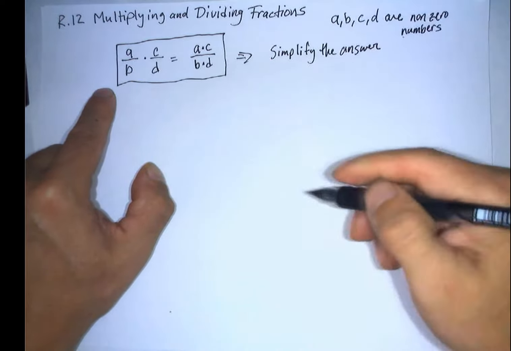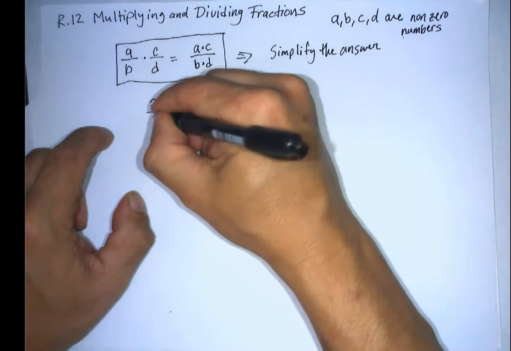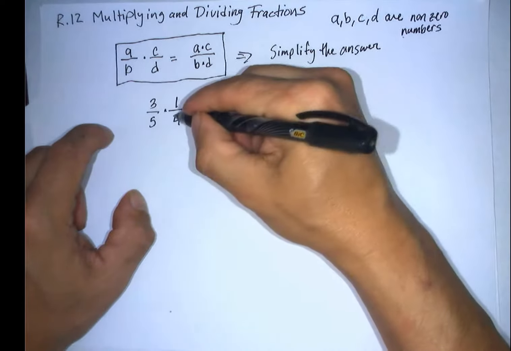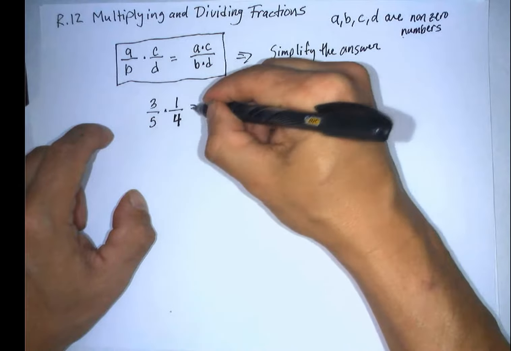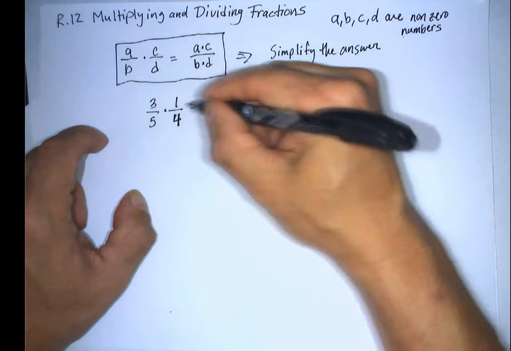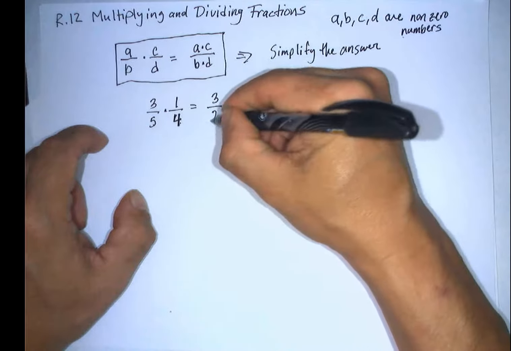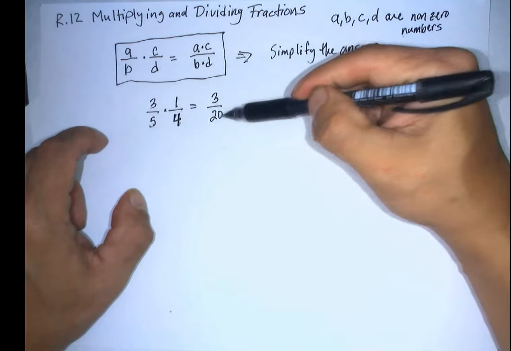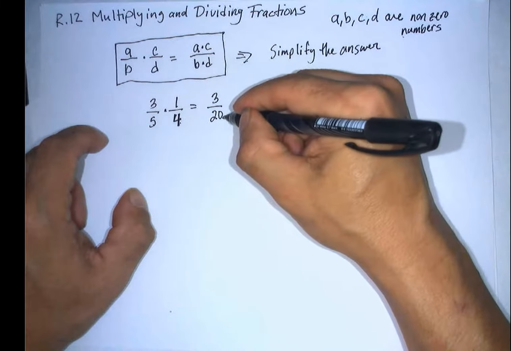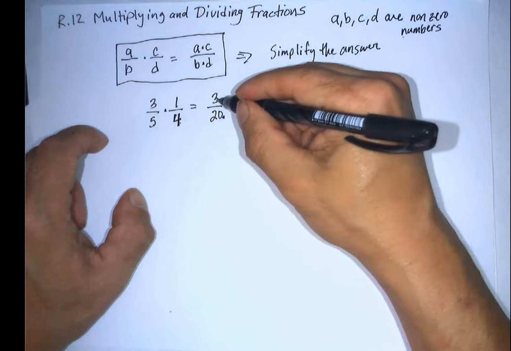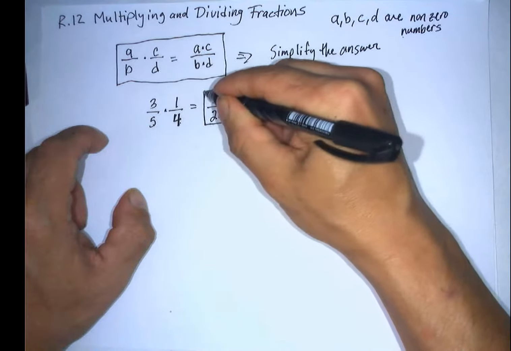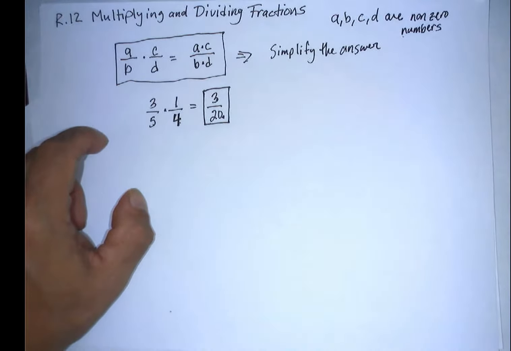All right, let's look at an example. Let's look at 3/5 times 1/4. So we're going to multiply across. The numerators: 3 times 1 is 3, and the denominators: 5 times 4 is 20. 3 is prime, so we can't reduce here because they have no common factors. So the result is 3/20.